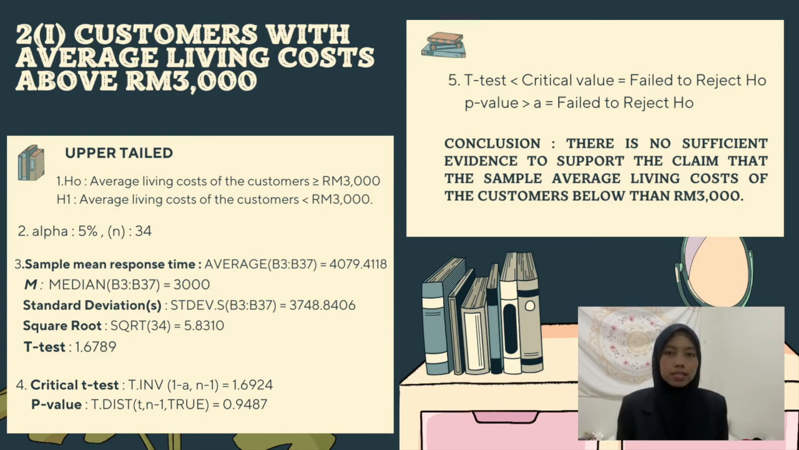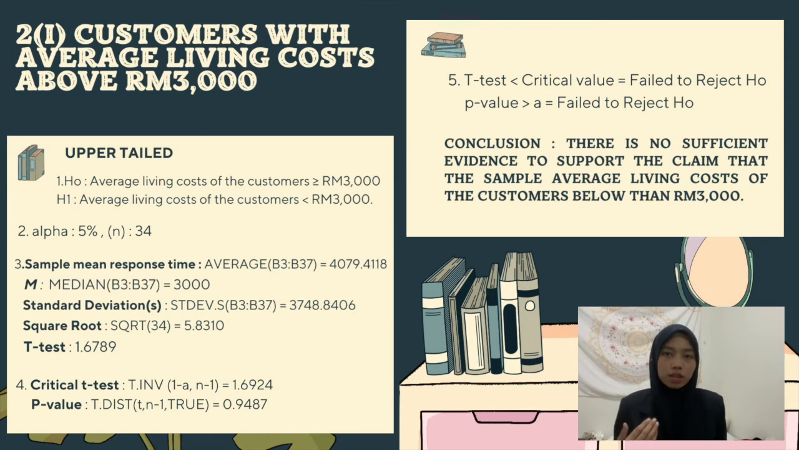In addition, find sample standard deviation, and the formula is stdev.s B3 through B37, and the answer is 3748.8406. And you have also to find number of observation for sample n. For this one, you use the formula count A3 through A37, which is the respondent, and the answer is 34. For the square root, use the formula SQRT 34. 34 is taken from n, which is the number of respondent. The answer is 5.8310.